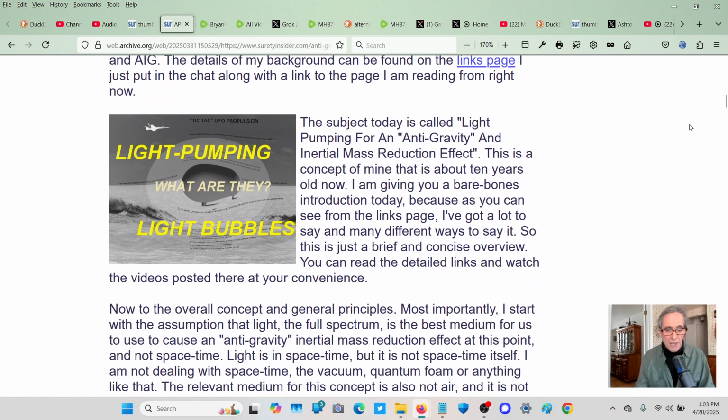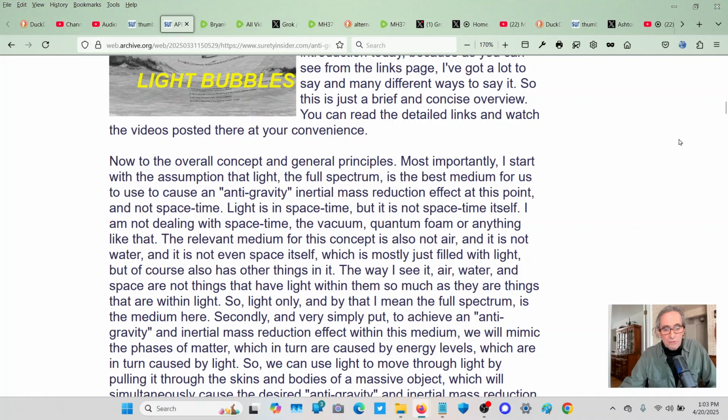The subject today is called Light Pumping for an Anti-Gravity and Inertial Mass Reduction Effect. This is a concept of mine that is about 10 years old now. I am giving you a bare bones introduction today because, as you can see from the links page, I've got a lot to say and many different ways to say it. So this is just a brief and concise overview. You can read the detailed links and watch the videos posted there at your convenience. Now to the overall concept and general principles.